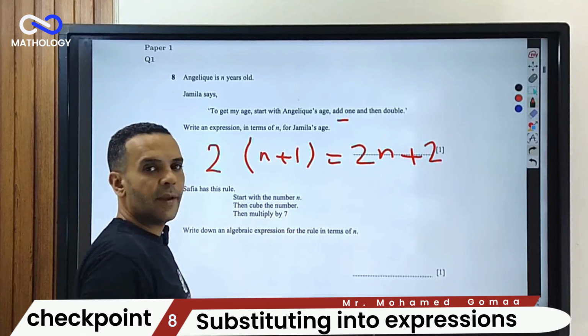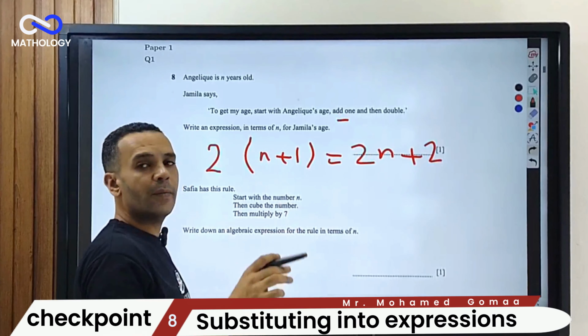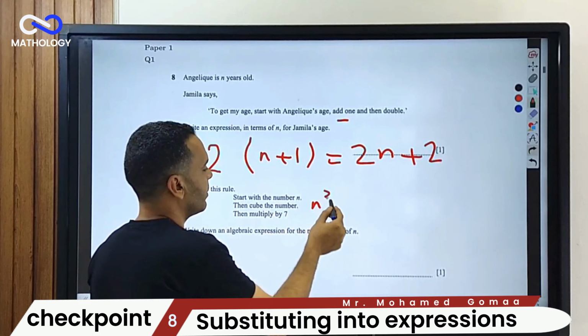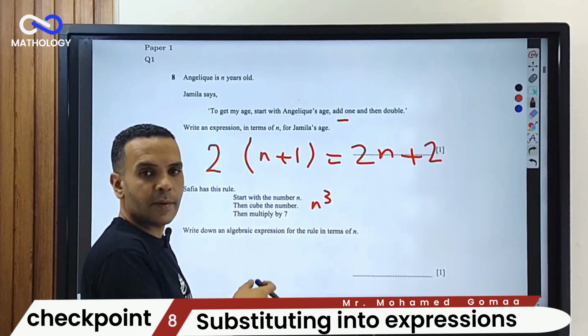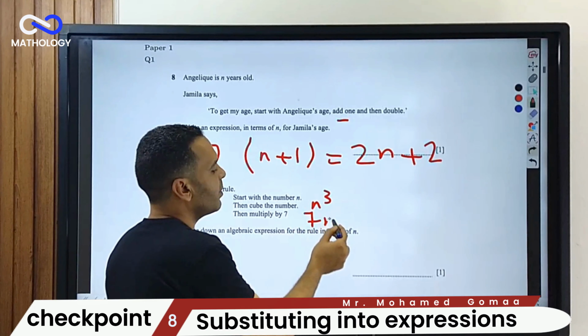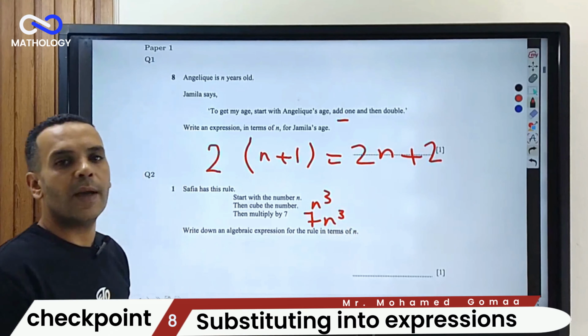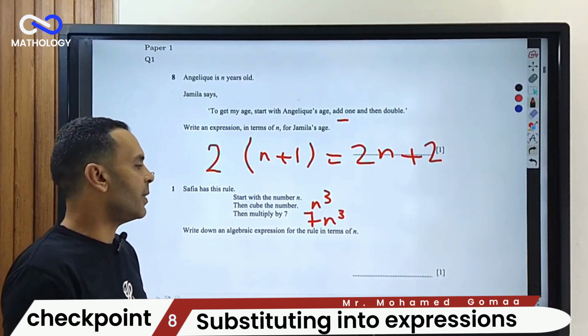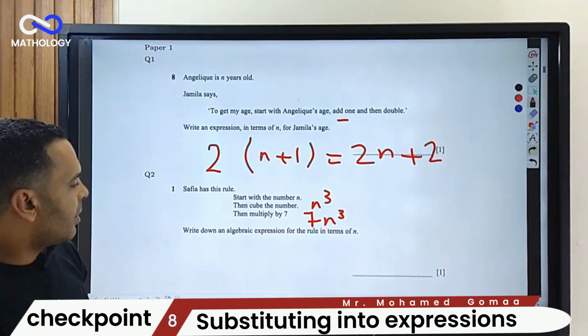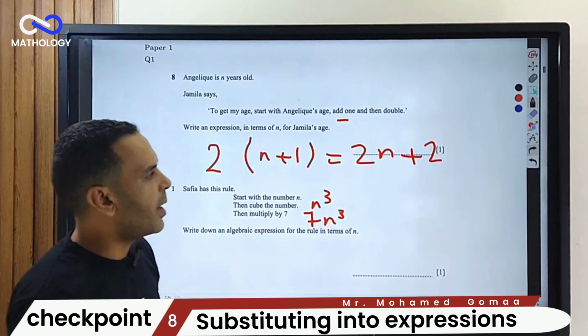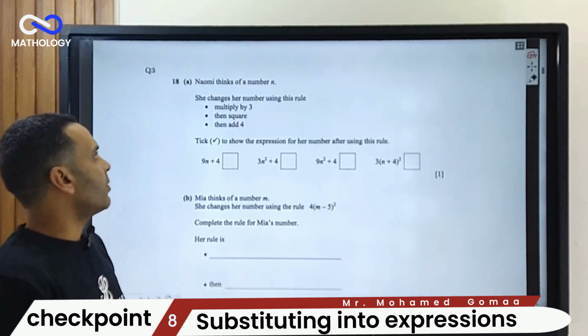If we start with n, then cube the number, it will be n power 3. Then multiply by 7. Multiply n power 3 by 7. It will be 7n power 3. 7 times n power 3 equals 7n power 3. That's the expression which he asked about.